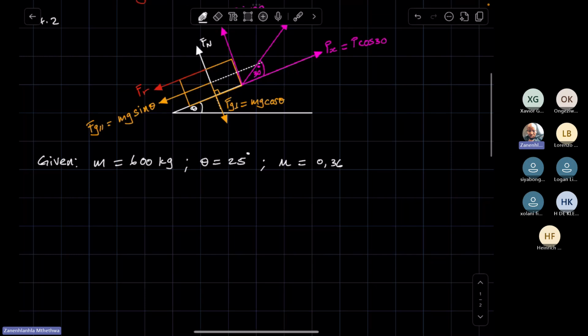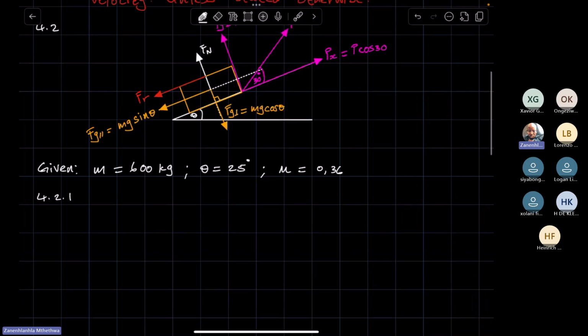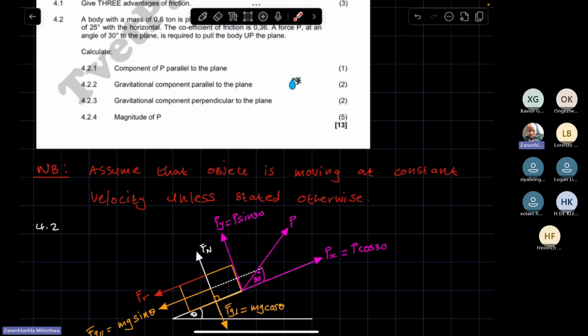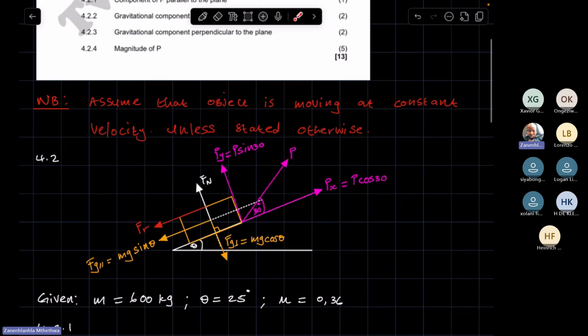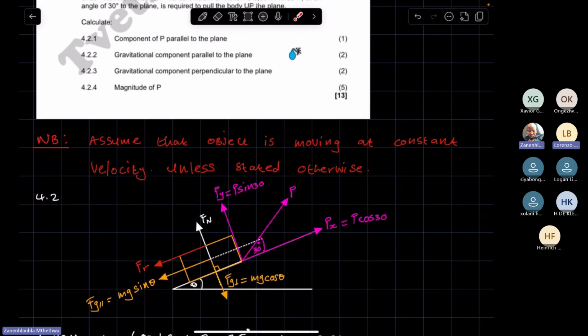Now we can look at question 4.2.1. They say calculate the component of P parallel to the plane. Now you have two components here. Which of the two components is parallel with the plane? Is it PY or PX? The X. Exactly. So the question is to calculate the component of P that's parallel with the plane. Here's the plane, so this is the component of P that's parallel to the plane. They want us to calculate PX.